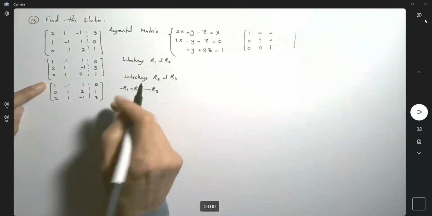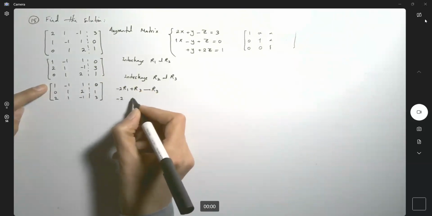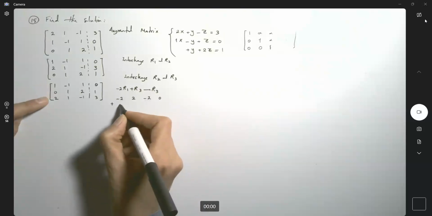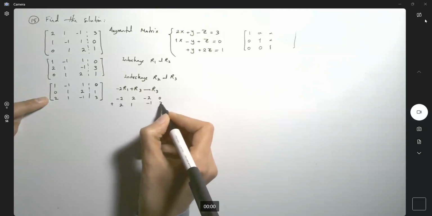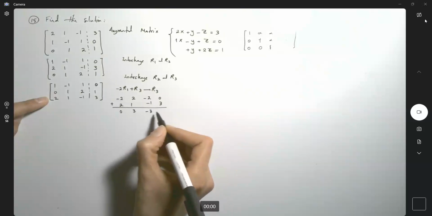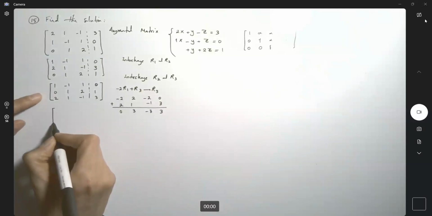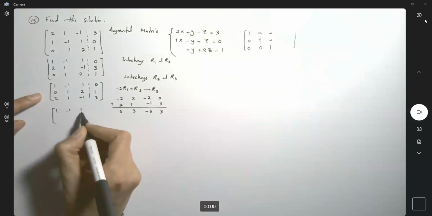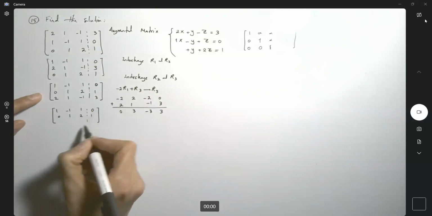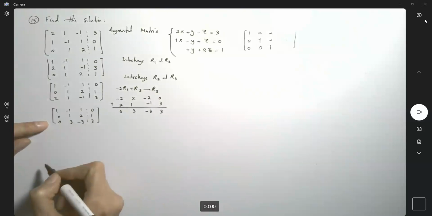So I have negative 2, and you have positive 2, negative 2, 0, plus R3, which is 2, 1, negative 1, and then 3. So if I add this together, it becomes 0, 3, negative 3, and then 3. Okay, this is going to be your last row. Let's copy down the very first two rows, 1, negative 1, 1, and then 0, then 0, 1, 2, 1, and then your new last row is 0, 3, negative 3, and 3.